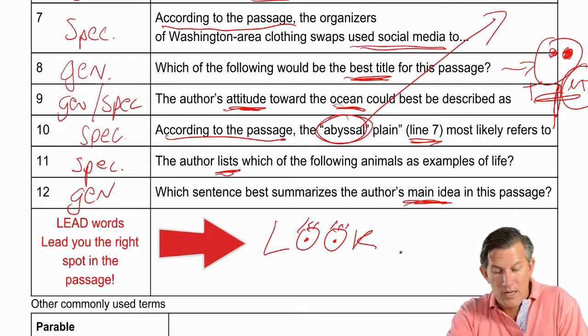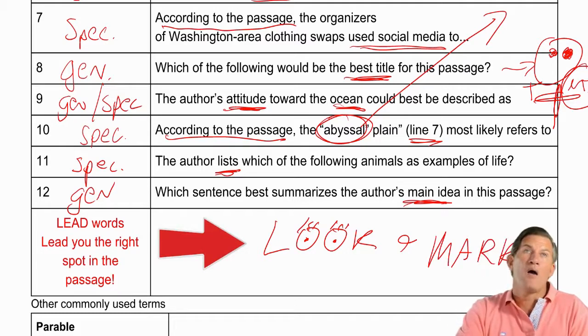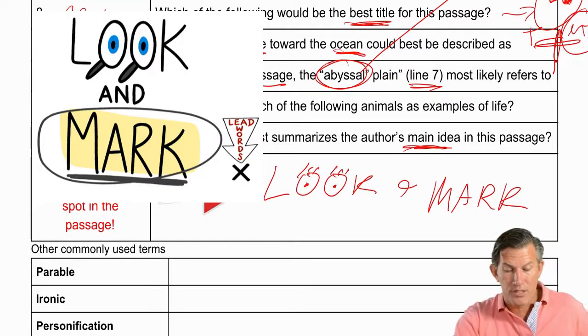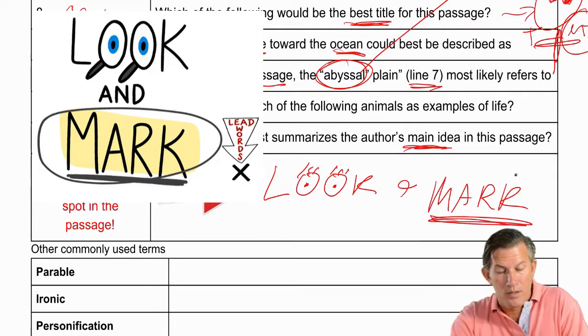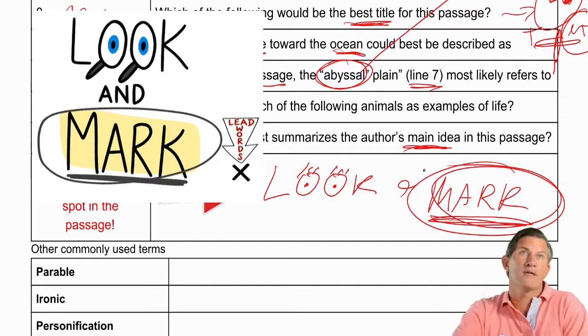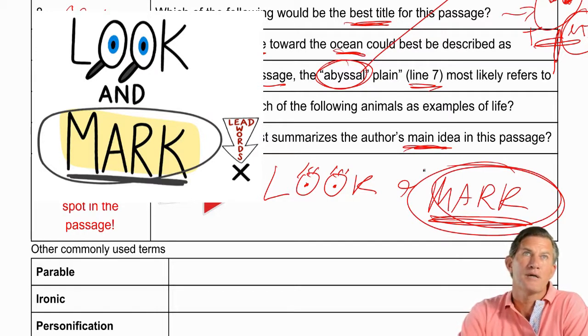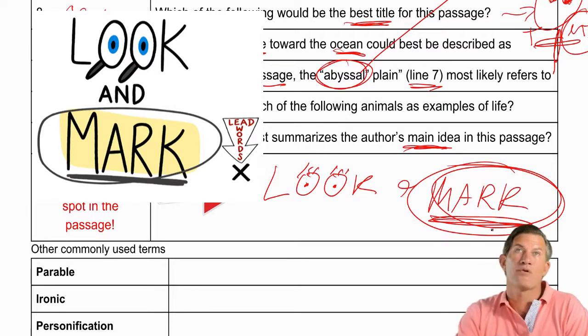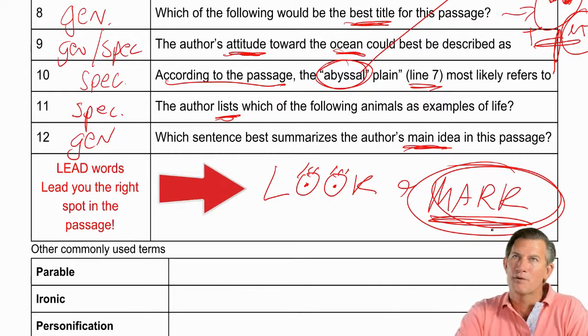Look in the passage, and then I want you to mark it. Okay? How can you mark where the answer is? You can circle it or underline it. Or underline and circle it, okay? You can also put a box around it, but those are two things. I want you to basically underline the part that they're talking about so you know where to look when you're trying to answer the question. Does that make sense? I'm sure it does, okay?